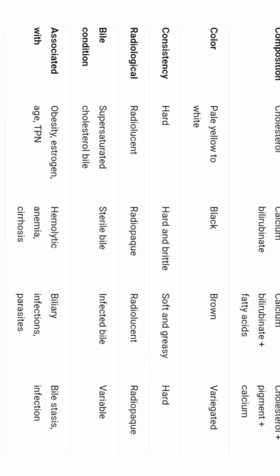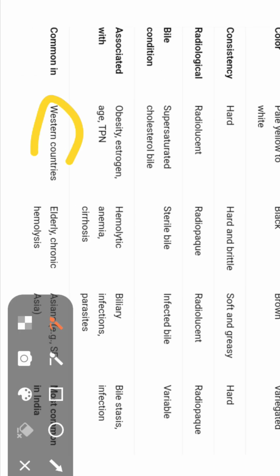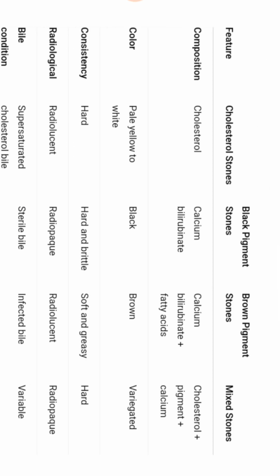Cholesterol stones are most common in western countries. Mixed stones are due to chronic hemolysis, in the elderly and Asians, and are most common in India. So this is the tabular column. You can take a screenshot or you can read it.